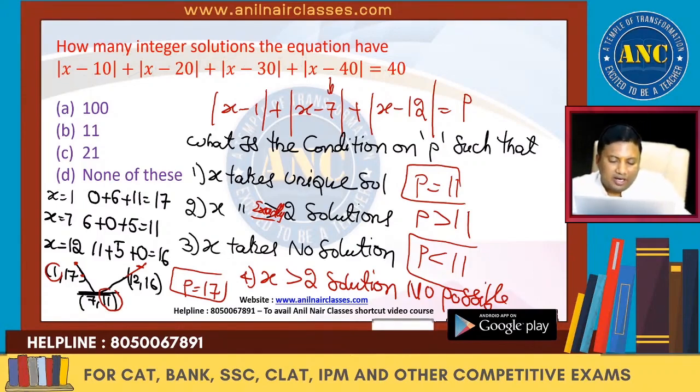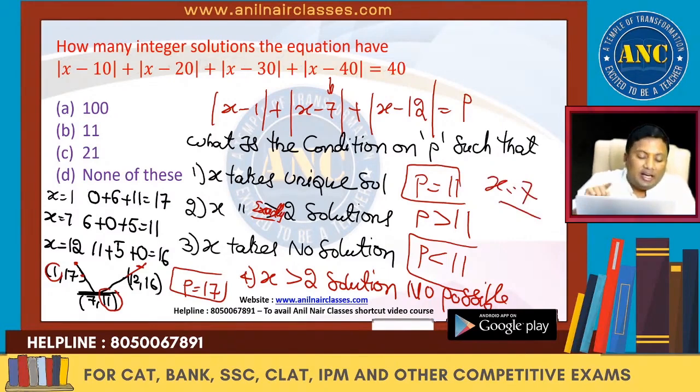So at x equivalent to 7, I got the minimum value as 11. X has exactly two solutions. Suppose if I take 17, it is 12 comma 16, there could be a point here. P should be greater than 11. X takes no solution when minimum value itself is 11, so less than 11 is not possible. X greater than two solutions, this case is not possible.